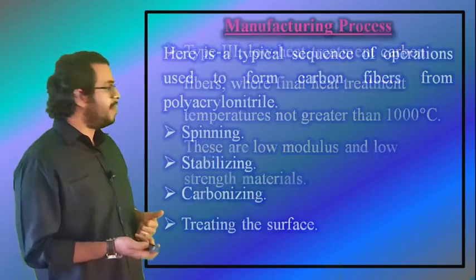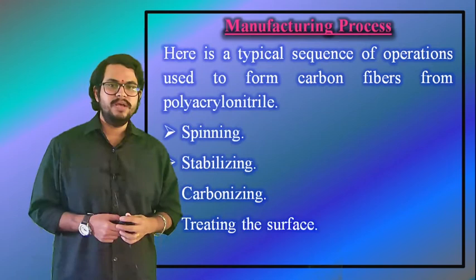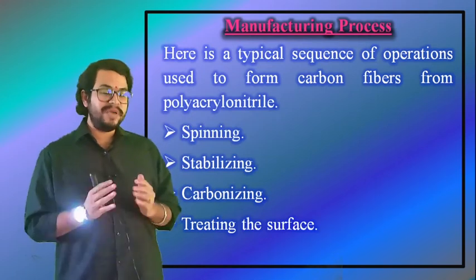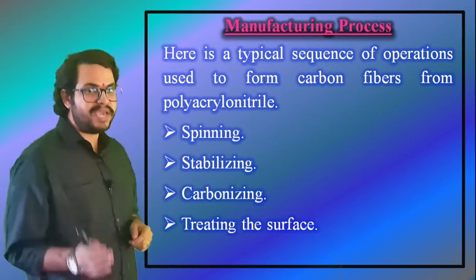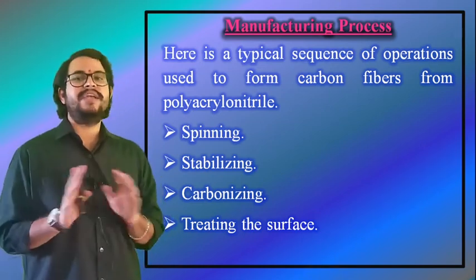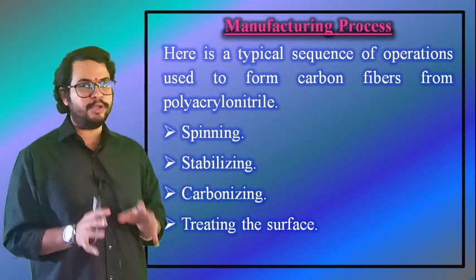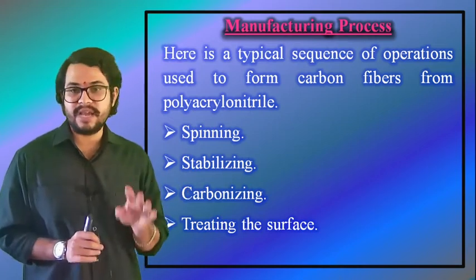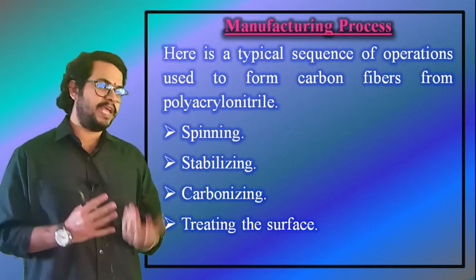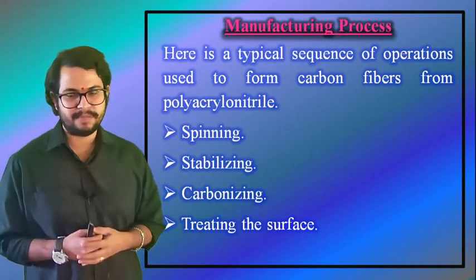Okay, next, the manufacturing process. Raw materials are very important, right? The raw material which is used to make a carbon fiber is called as precursor. About 90% of the carbon fibers produced are made from polyacrylonitrile. The remaining 10% are made from rayon or petroleum pitches.